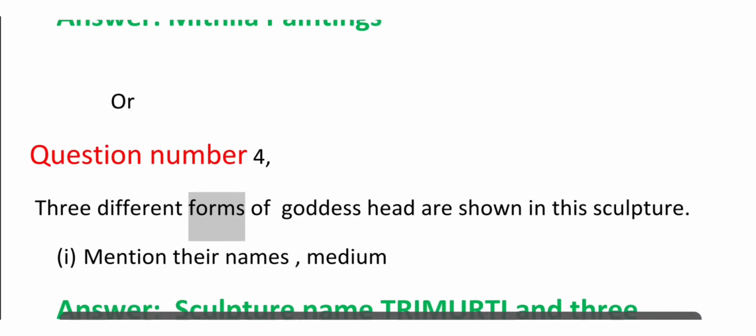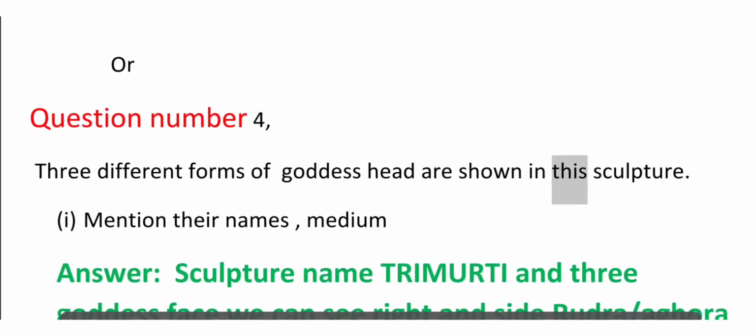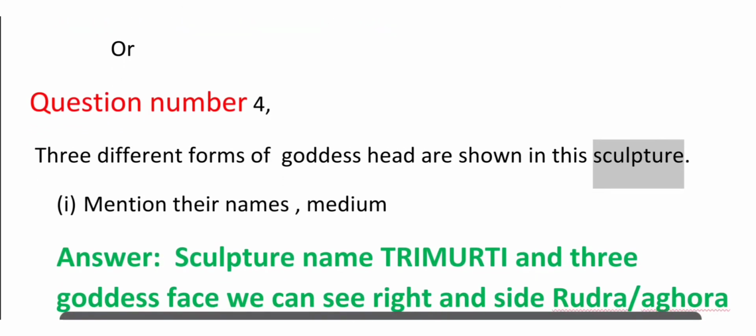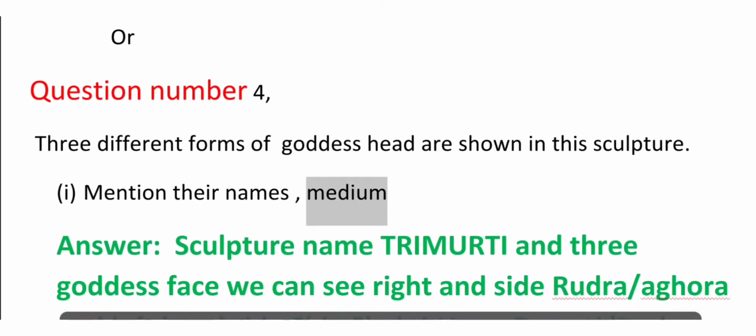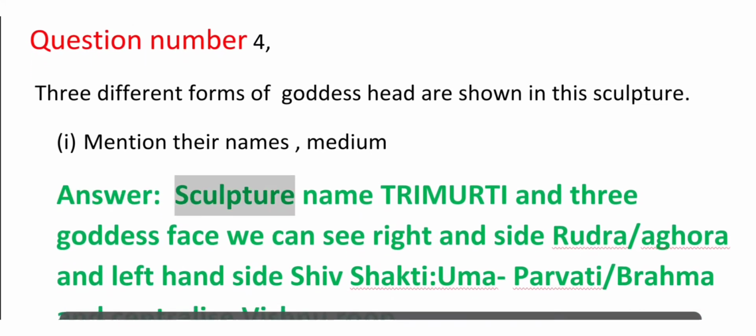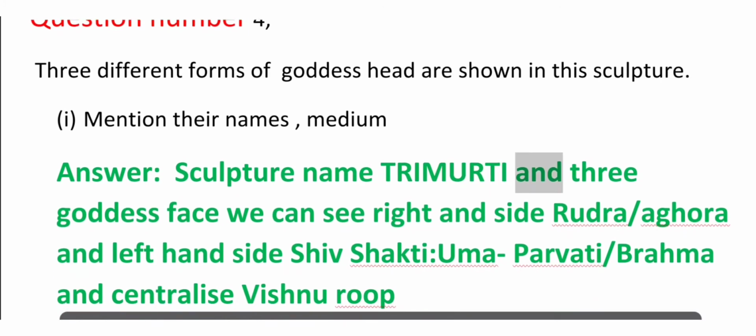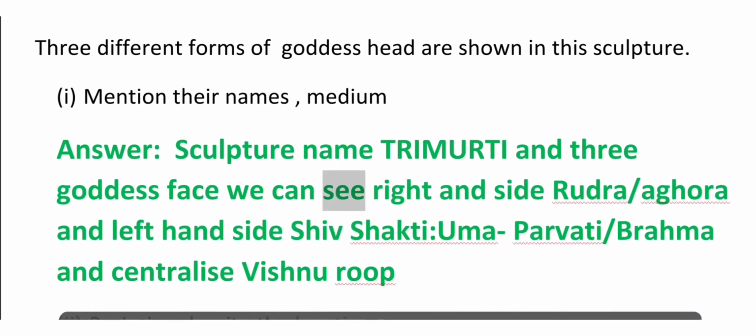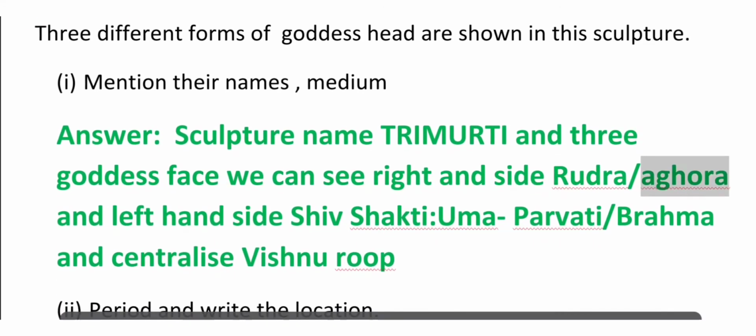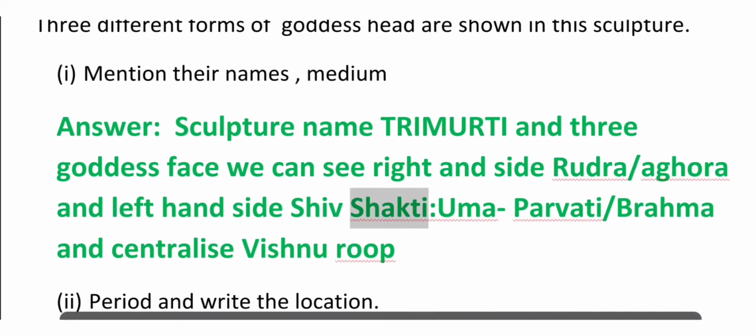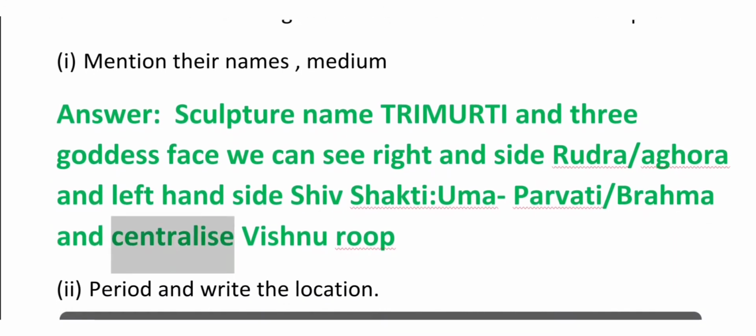Question number 4. Three different forms of a god's head are shown in this sculpture. Mention their names, medium. Answer. Sculpture name Trimurti, and three faces. We can see on the right-hand side Rudra Aghora, on the left-hand side Shiva Shakti, Uma, Parvati, Brahma, and in the center Vishnu roop.